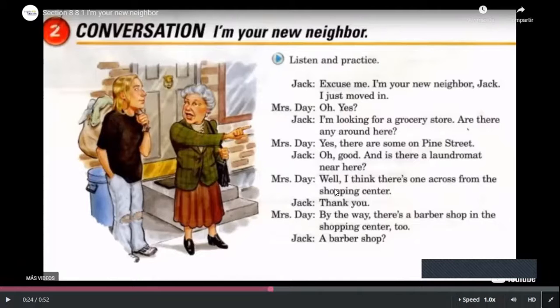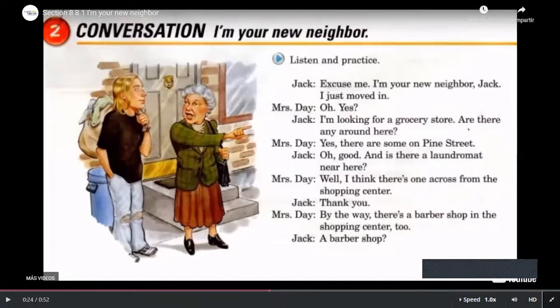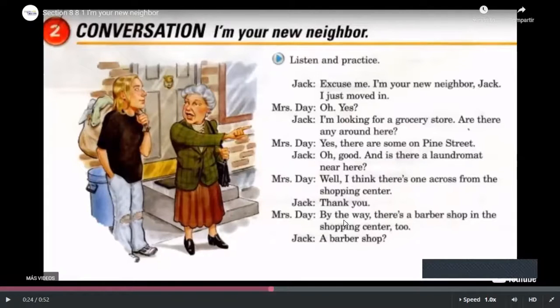Where? Well, there's one across from the shopping center. Center. Repeat center. Center. Okay. Thank you. By the way. There's a barber shop in the shopping center. By the way. Repeat. By the way. A barber shop? What do you mean?